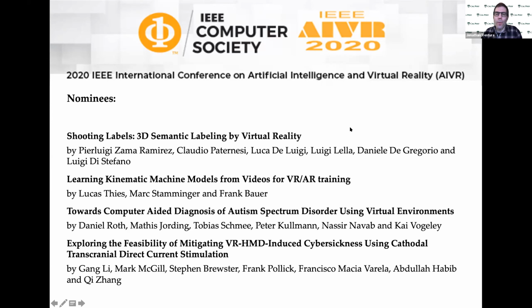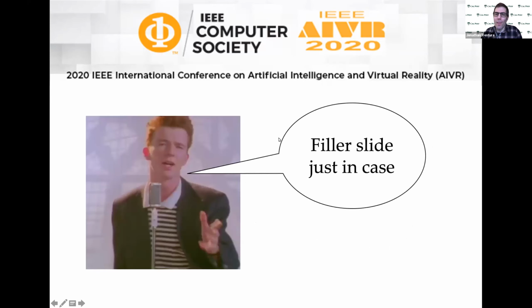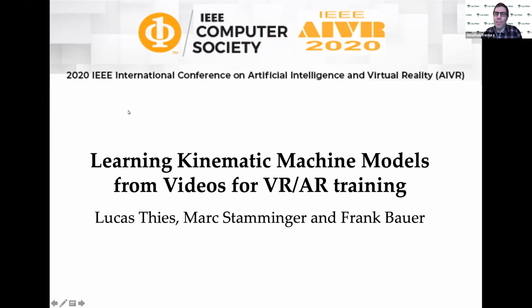Okay, so we had 4 great nominees, and now I can announce our Best Paper Award winner. Drum roll, please. The Best Paper Award goes to Learning Kinematic Machine Models from Videos for VR/AR Training by Lucas Thies, Mark Staminger, and Frank Bauer. So congratulations on this great paper.